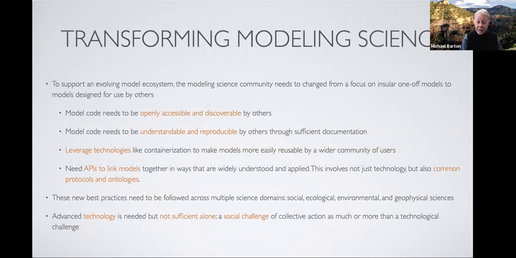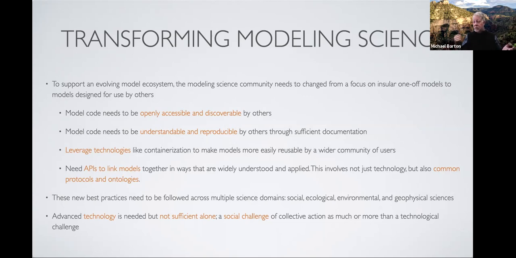But to do that, we need to change how we do modeling. We need to make sure that individual model code is accessible, discoverable. It needs to be understandable. So you can't just put it out there. Other people need to be able to use it and run it. We need to leverage new technologies that make it easier to reuse model codes so that they can be run by different people and put together in different ways, and common APIs to link models together in ways that are widely understood and can be applied.